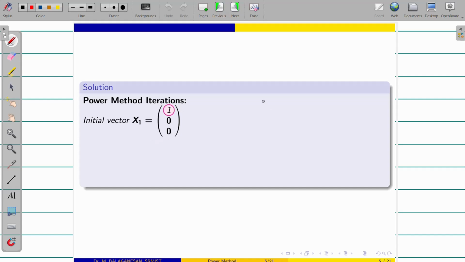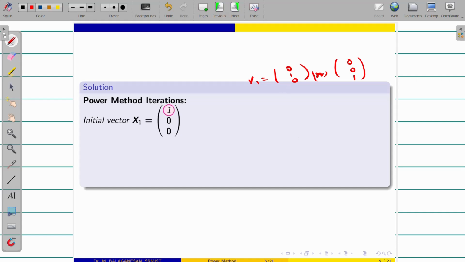So you can ask, sir, whether it is necessary to assume like this only. No, we can assume this as 0 1 0, or it may be 0 0 1 also. It won't be wrong. Clear? Whatever it may be, the assumption you can make here. The eigenvector should be a non-zero column vector.